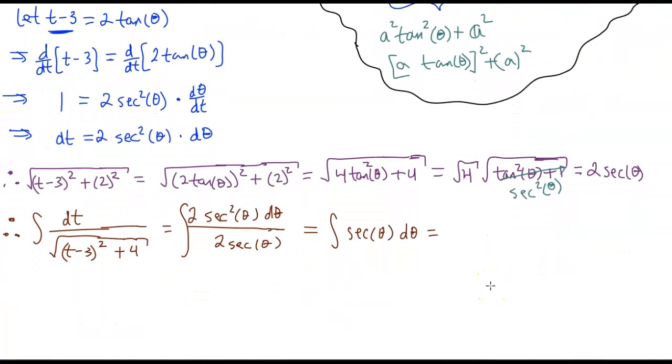Now, at this point, you may or may not know what the antiderivative of secant theta is, but it is natural log of absolute value of secant theta plus tangent theta. Go ahead and put the plus c on the end there. Now, this is a well-known antiderivative, but it's not one that is necessarily easy to get to. There's a couple different ways that you can do it. One way is if you use some slick algebraic manipulation.